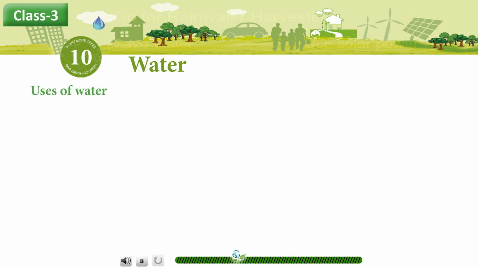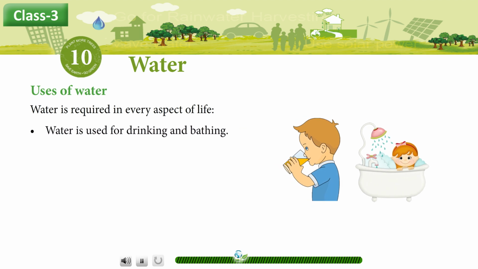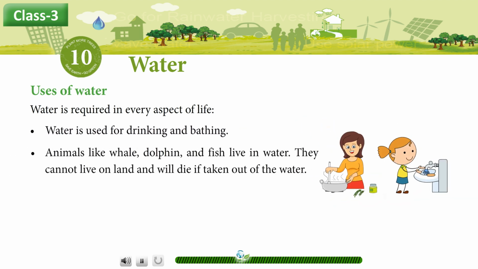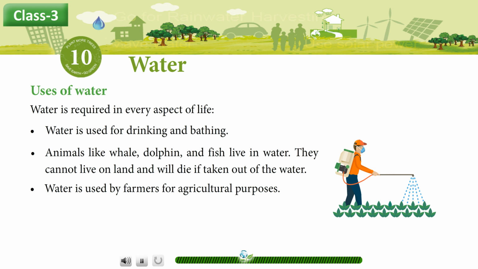Uses of water. Water is required in every aspect of life. Water is used for drinking and bathing. Water is used for various household works such as cooking, washing, cleaning and flushing. Water is used by farmers for agricultural purposes.